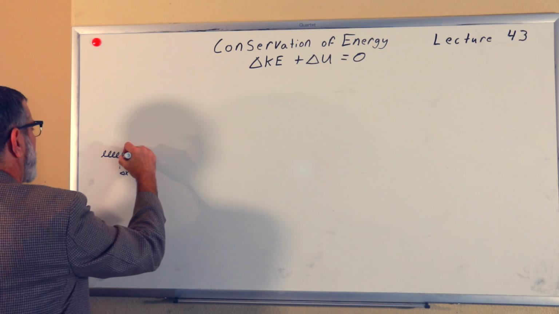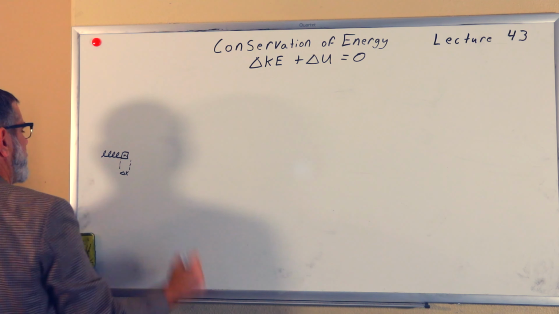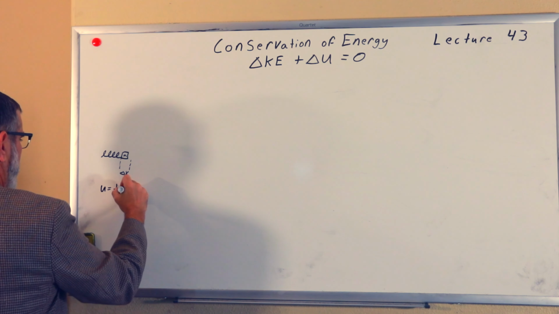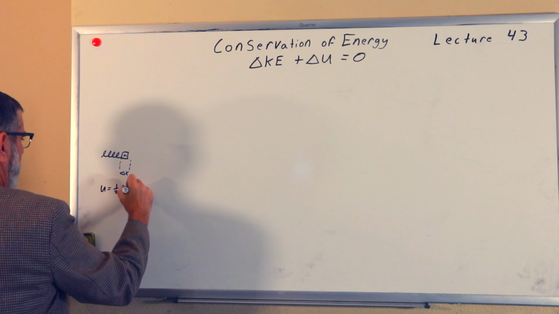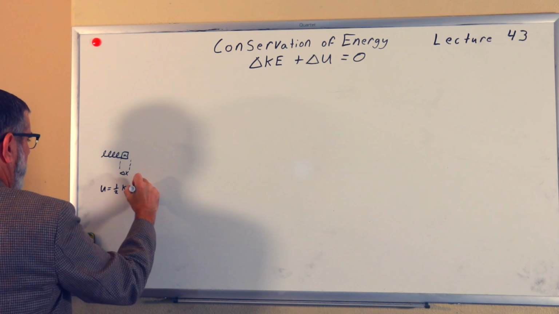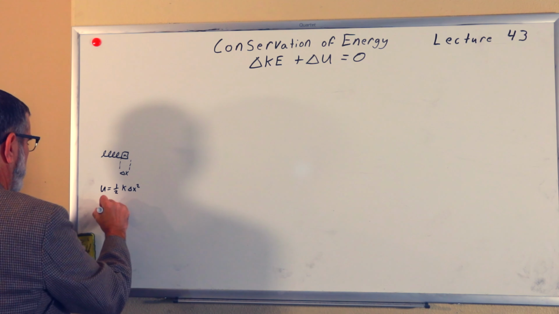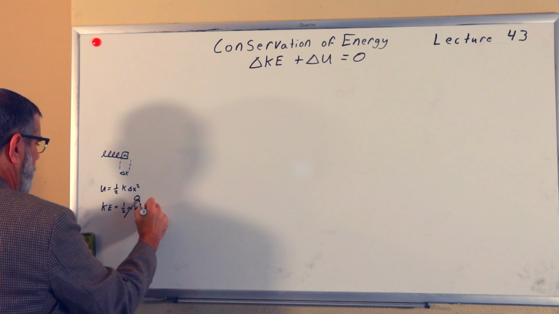And this is, again, an object of mass m. So it's not moving at this point. I haven't released it. So if all of its energy is in potential energy, that'll be 1/2 k delta x squared. But its velocity is 0, so its kinetic energy at this point is just 1/2 mass times velocity squared, but that's 0 because the velocity is 0.